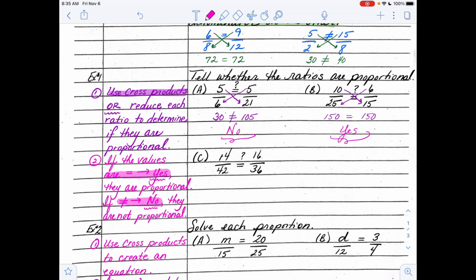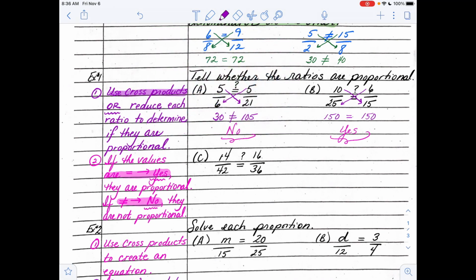So now let's look at that next one, C. Oh, no way. I am not going to want to multiply 42 and 16 and 14 and 36. Would you want to multiply these cross products? Would you want to multiply those numbers? I know mentally, no, I wouldn't want to. I could do it on a piece of paper, but if I want to go quickly, no. Well, that's when I give you this other step in step 1.